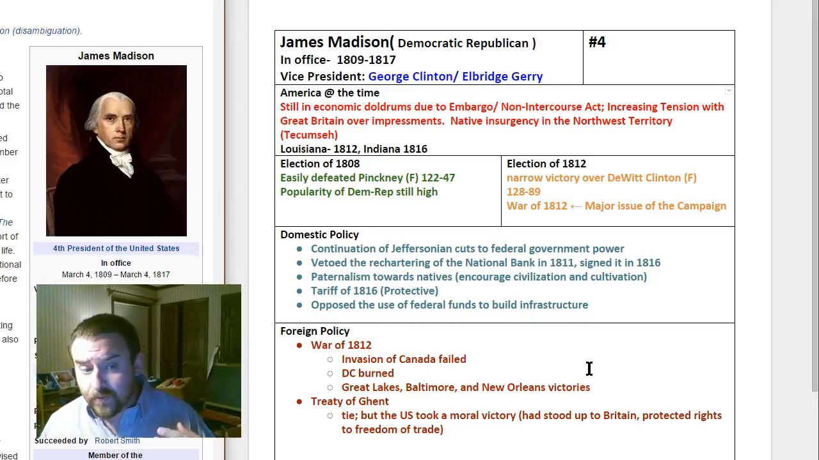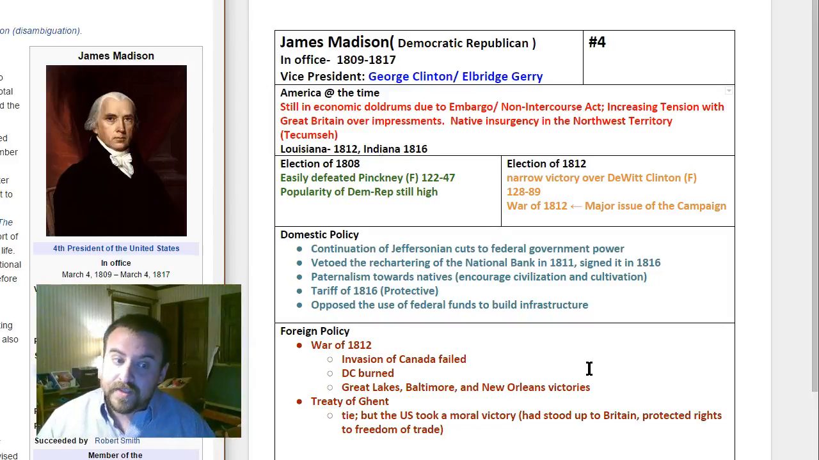His policy towards the natives during this time period is very paternalistic. Now remember, during the War of 1812, it is a war. He is sending armies out there to crush Tecumseh and the Western Confederacy. But afterwards, and early on before the War of 1812, he's very paternalistic, a father figure, wanting to encourage civilization, cultivation of the fields, to get the natives to settle down and kind of integrate into American culture.